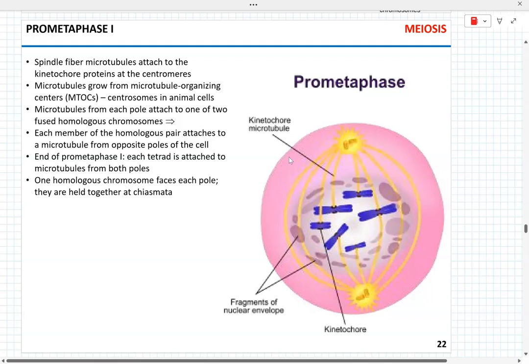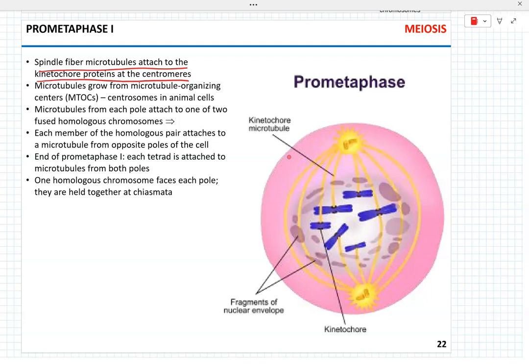Now, in prometaphase 1, the spindle fiber microtubules attached to the kinetochore proteins at the centromeres. So microtubules grow from so-called microtubule organizing centers, or MTOC. In animal cells, its role is played by centrosomes.